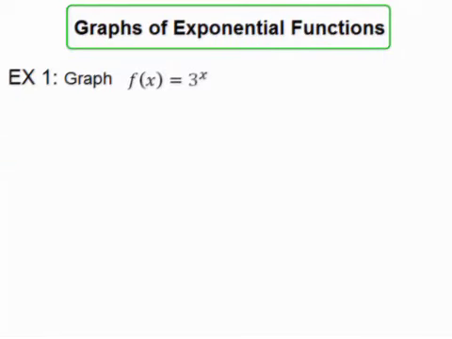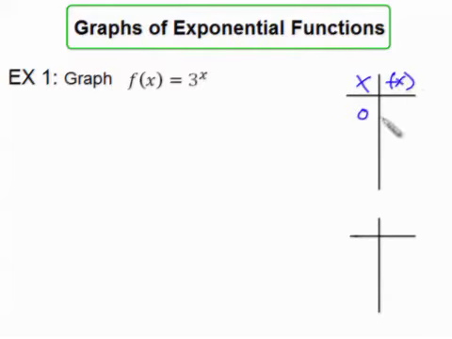Example 1. Graph f of x equals 3 to the x. If we start by thinking about our domain, then we realize that 3 can be taken to any power. So we need to plot 0, some positive values, and some negative values for x. We'll start by looking at x is 0, and then we'll go to the right, and then we'll graph values to the left.